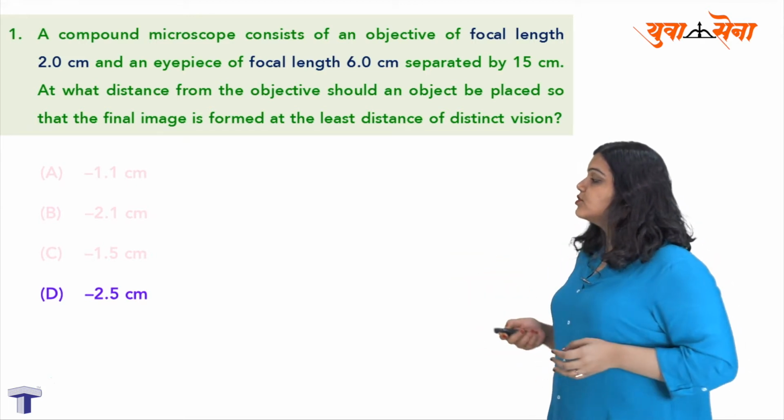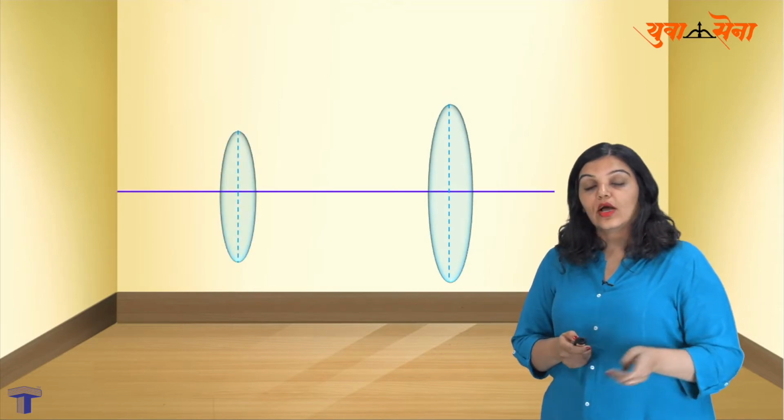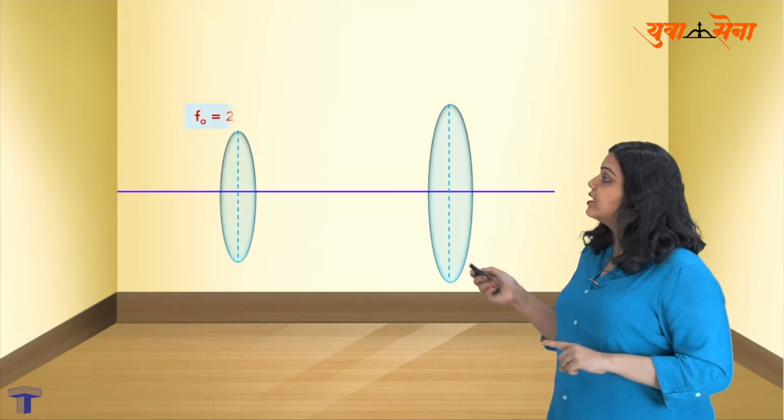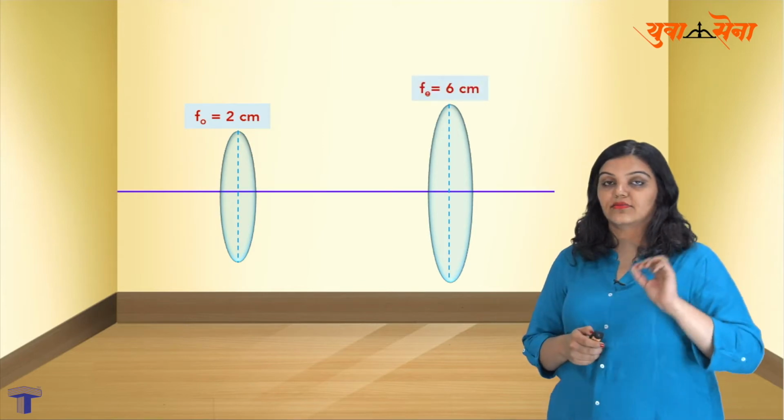So the first thing we need to do is remember that a compound microscope consists of two lenses. One of them is the eyepiece and the other is the objective. Now we have been told in this sum that the focal length of the objective is 2 centimeter and that of the eyepiece is 6 centimeter.